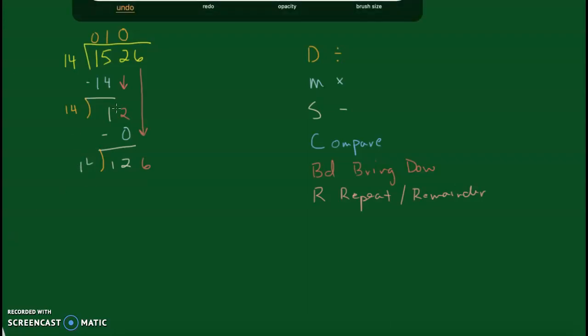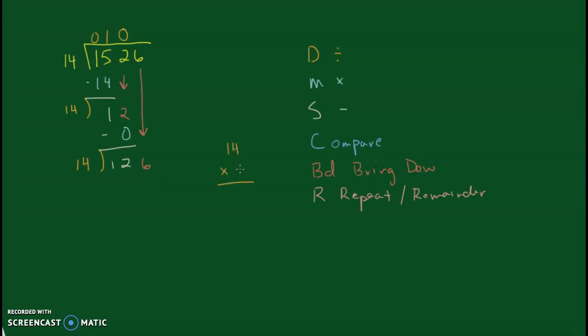Oops, wrong color. 126 divided by 14. For this, I'm going to come off here to the side. I'm going to figure that out. So I know that 14 times 10 is 140. So I'm going to go ahead and try 8, just to check. So 4 times 8 is 32, and 1 times 8 is 8, plus 3 is 11. That gives me 112. But I think I can get one more 14 onto that.